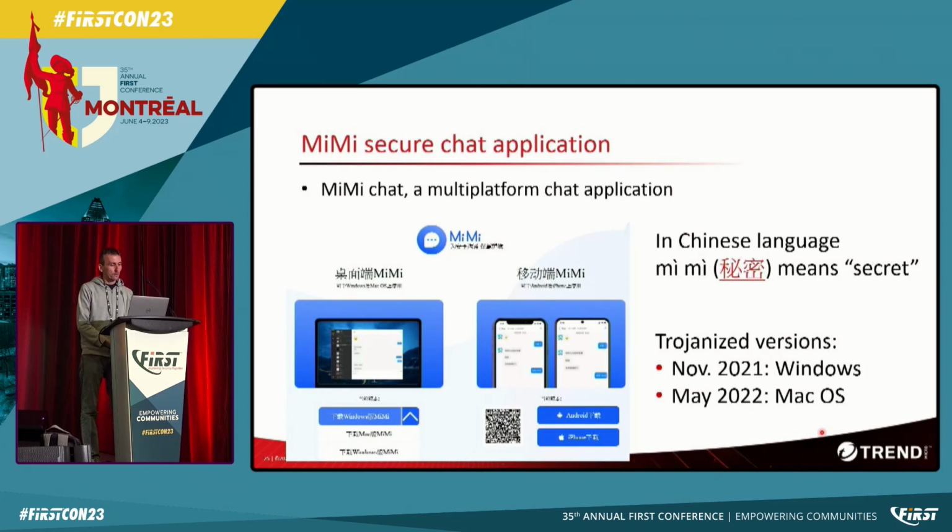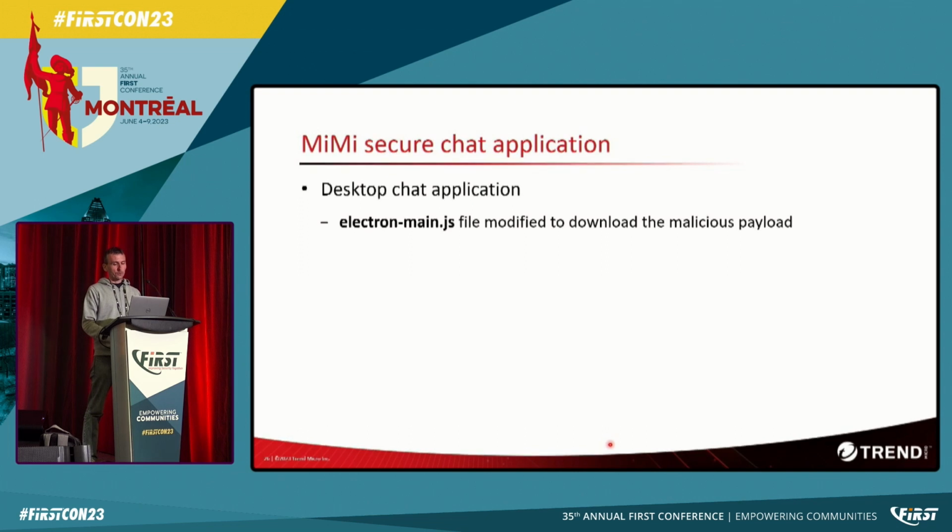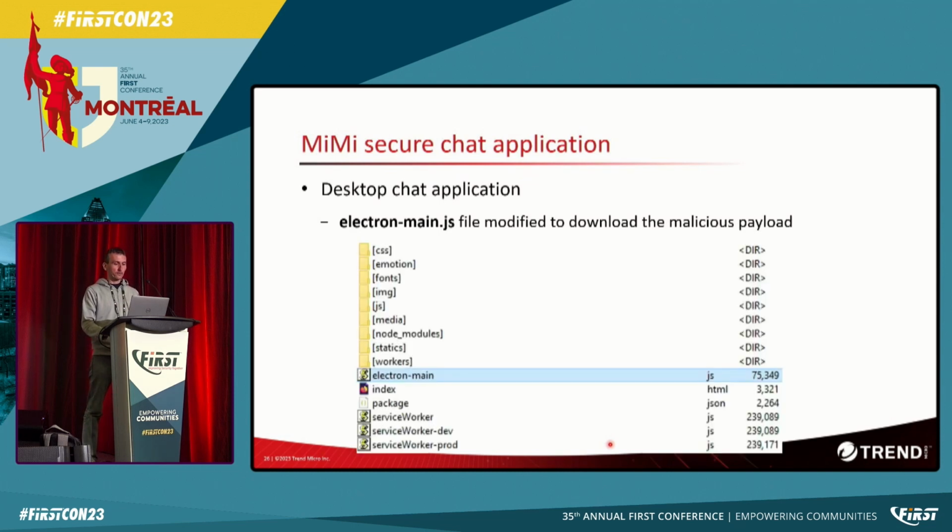In the beginning, I will talk about this Mimi Secure Chat application, which is a multi-platform chat application. It comes from the Chinese language where Mimi means secret. This application is available for macOS and Windows as desktop versions, and these versions have been Trojanized for some time in the past. The application also offers Android and iPhone versions, but we haven't observed them to be modified. So as researchers, we usually look for this app.asar archive, and inside this Mimi Secure Chat application, we find this electron-main.js file.